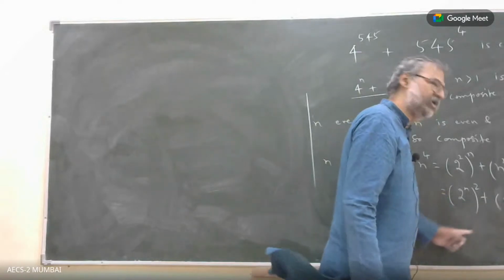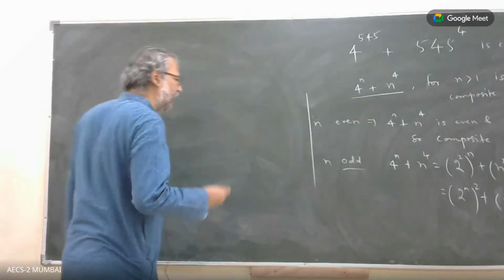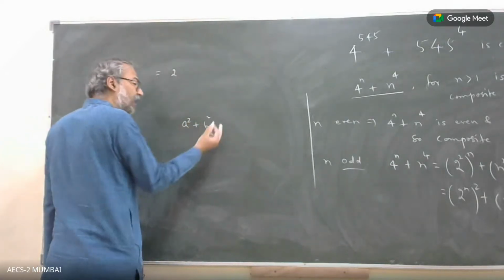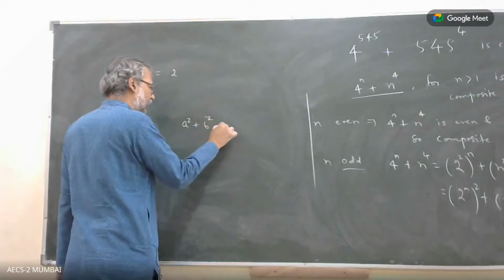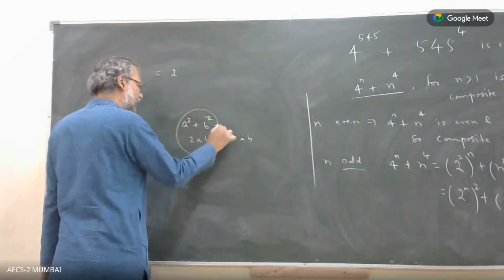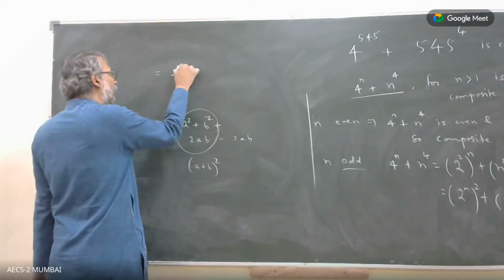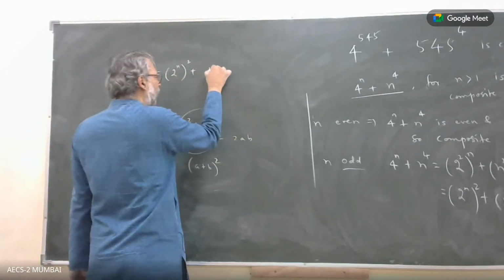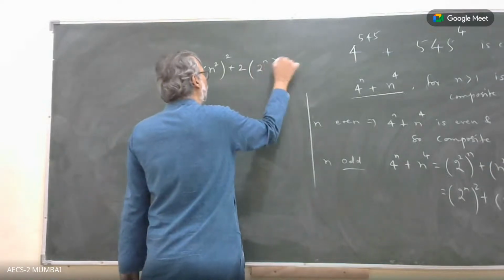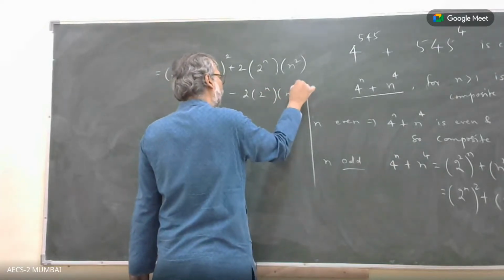So how should we proceed further? What is some other technique? You try to complete the square. Suppose I have a square and b square, how should I complete the square? Yes, add 2ab and subtract 2ab, and this completes the square. I do the same thing then: 2 raised to n, squared, plus n square, squared, plus 2 times 2 raised to n into n square, minus 2 times 2 raised to n into n square.